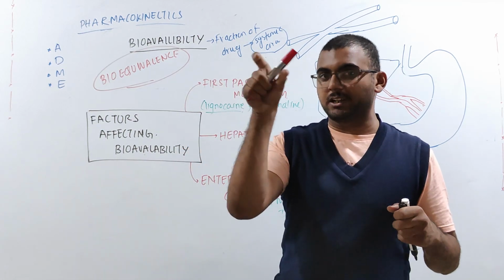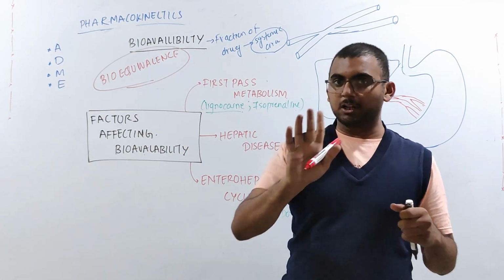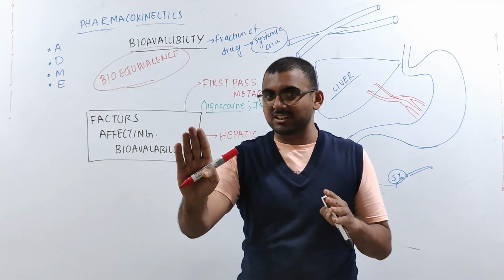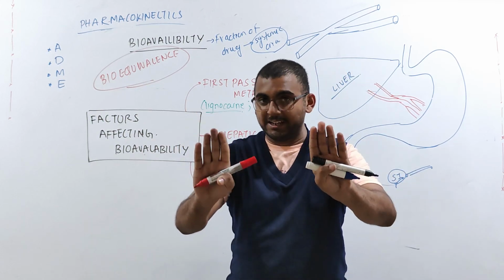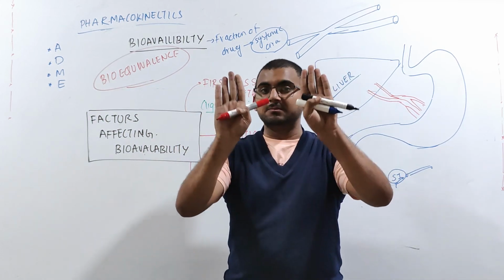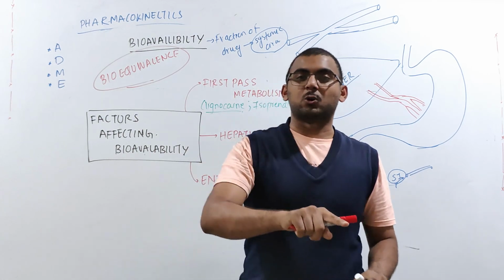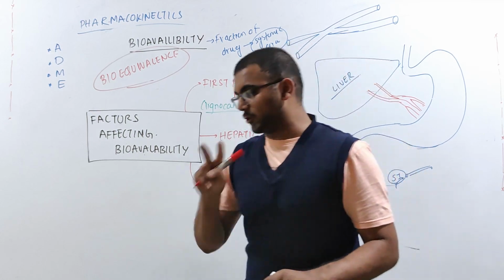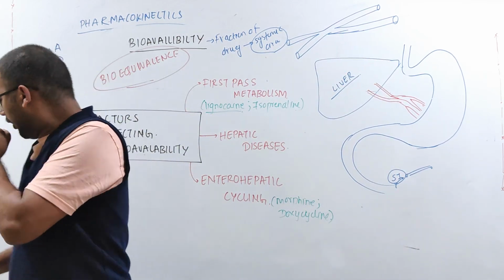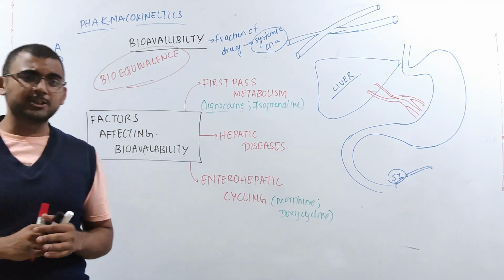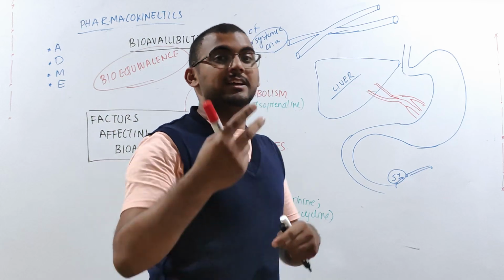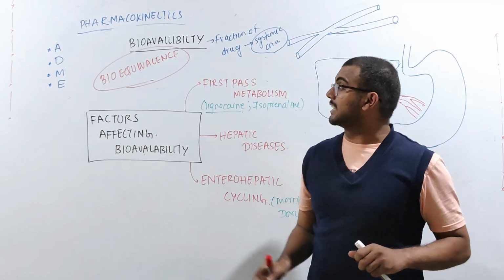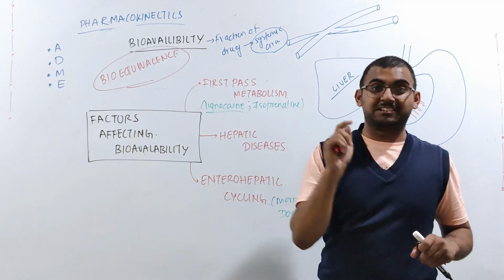So that standard drug will have a particular bioavailability, right? The standard drug and the drug made by company A, when they have similar bioavailability, that is called bioequivalence. So what is bioequivalence? When two drugs have the same bioavailability, those drugs are called bioequivalent drugs.